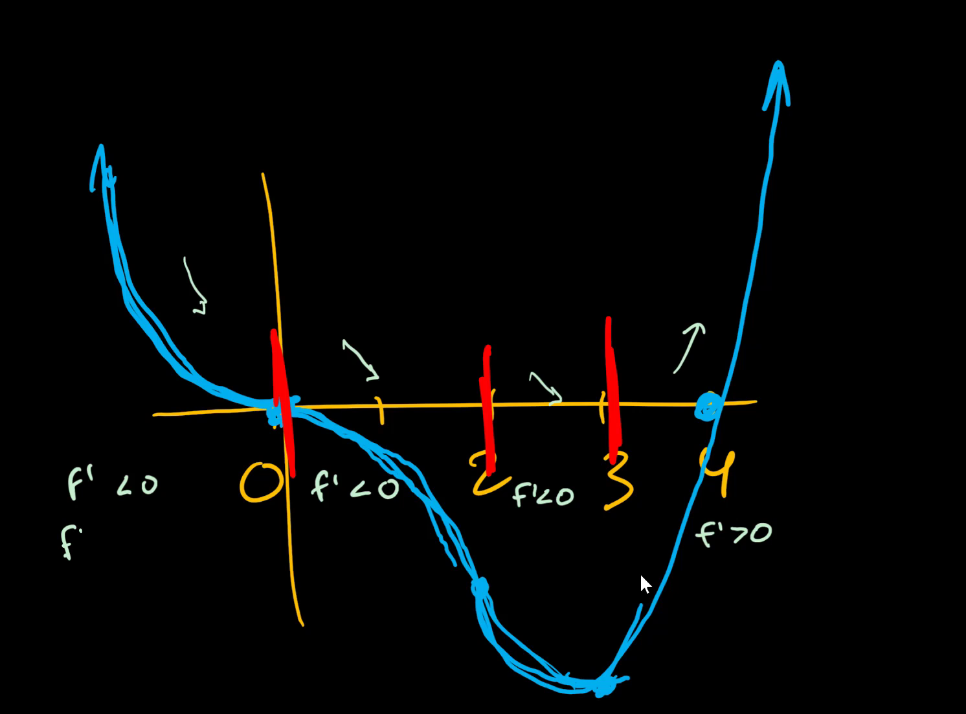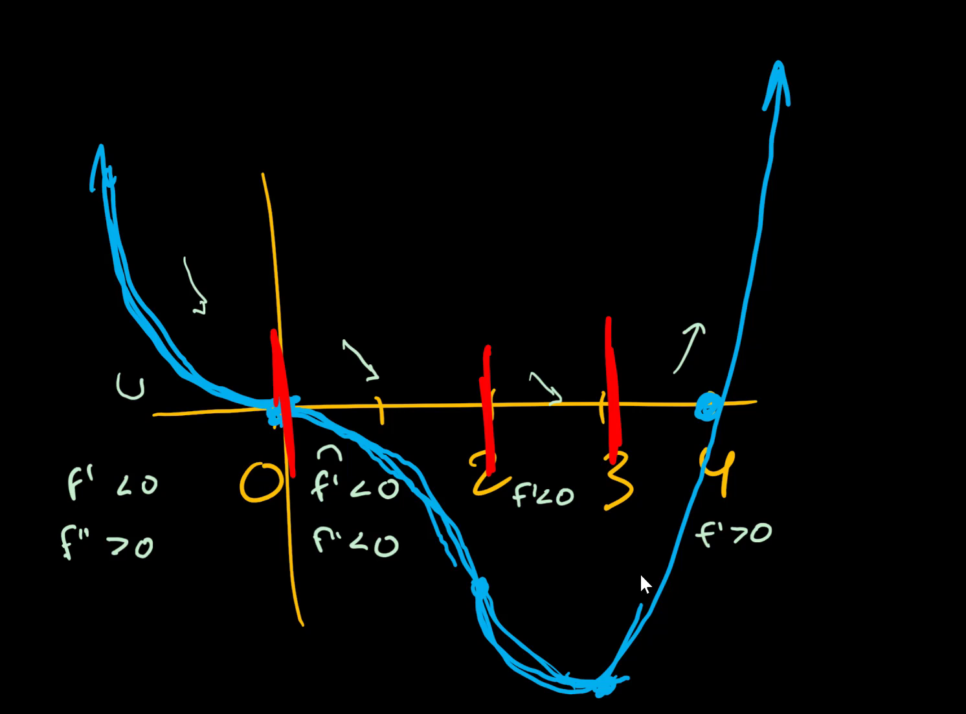My second derivative, well, starting out I'm concave up. So concave up would mean my second derivative is positive. Between 0 and 2, my second derivative was negative. I can see that because I'm concave down. You're thinking hill.